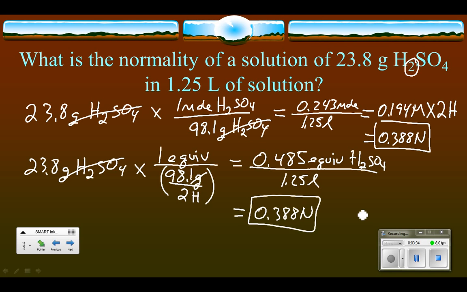So it doesn't make any difference which way you do this problem, you're going to get the same answer. You just have to decide for yourself whether you would prefer to do it as a molarity problem and then change it, or whether you'd rather do it as an equivalents problem and end up with the answer in the end.